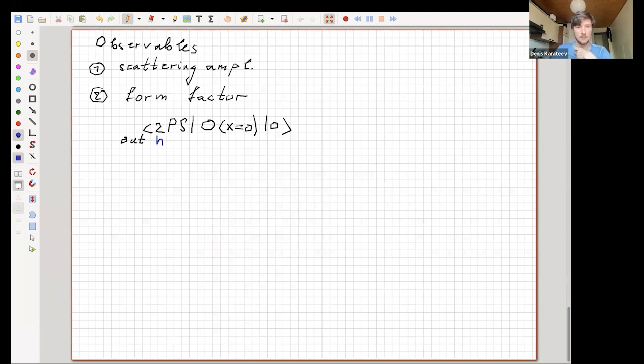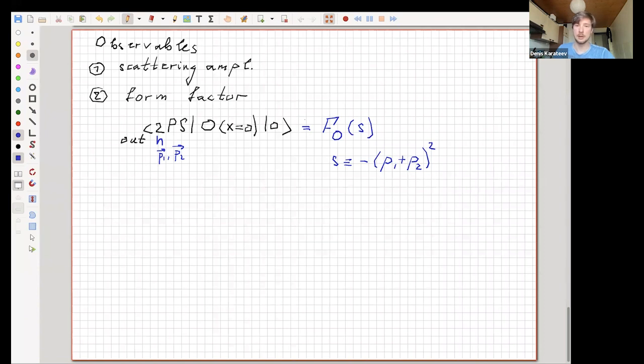So the two particles will have momenta p1 and p2. And so this object will be a function, let me call it a form factor. This will be a function, O stands for the local operator, and will be a function of S, where S is defined as minus (p1 plus p2) squared. So this is a scalar object. I assume that the operator O is a bosonic scalar operator.